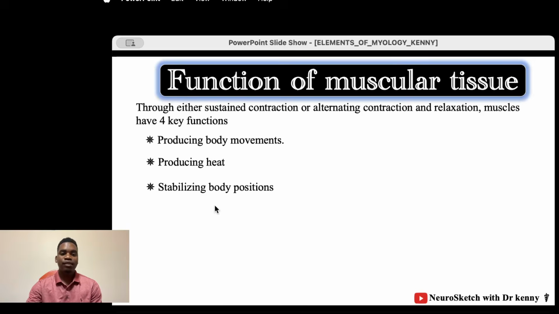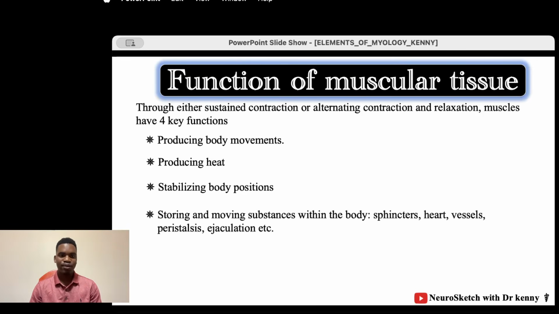Another important function is storing substances within the body. For example, we all know that we have the cardiac sphincter and the pyloric sphincter, and the pyloric sphincter will contract to prevent food from entering the intestine from the stomach. We know that the stomach acts as the temporary storage of food. So this sphincter is made of muscle, even though it's a smooth muscle, but it is a muscle.